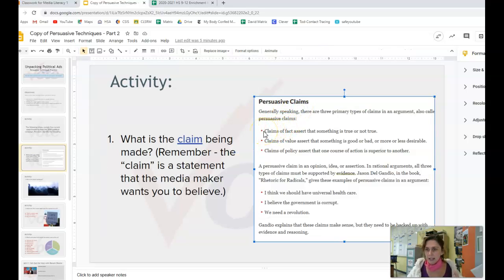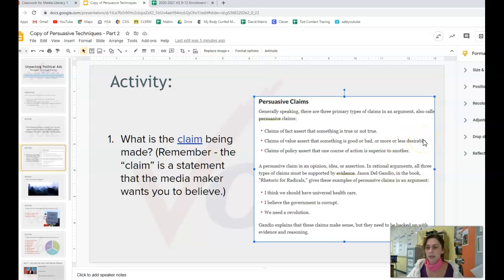So we have 3 kinds of claims, persuasive claims. 1 is a claim of fact asserting that something is true or not true, okay? McDonald's is delicious, or McDonald's is not delicious, would be a claim in an advertisement. McDonald's would probably be claiming McDonald's is delicious, right? Whereas one of their competitors might claim McDonald's is not delicious. Burger King is more delicious, which would be a lie, by the way, but never mind. That's another story. Okay, claims of value assert that something is good, bad, or more or less desirable.